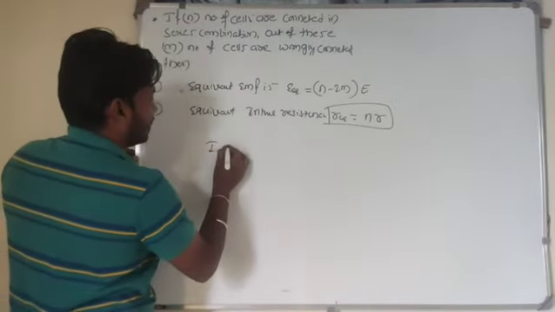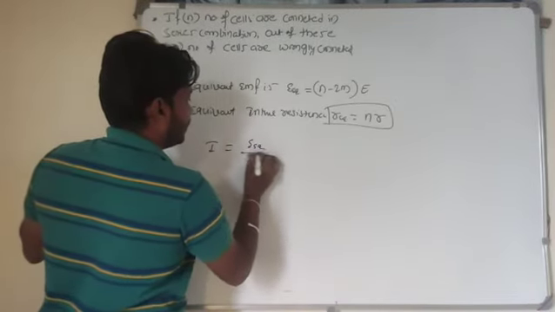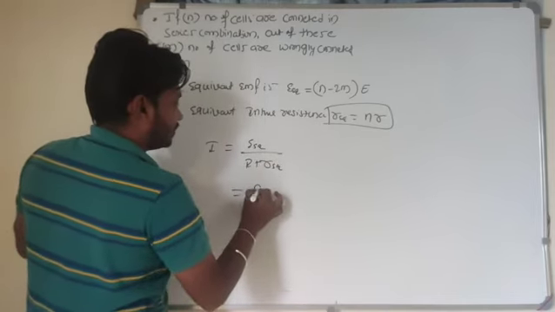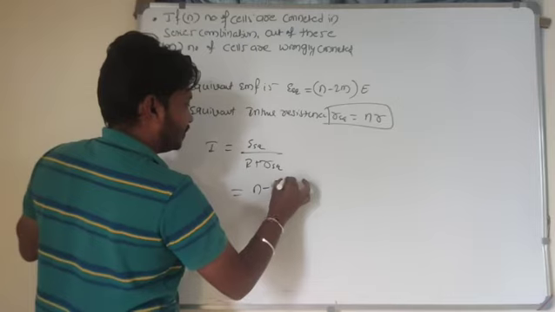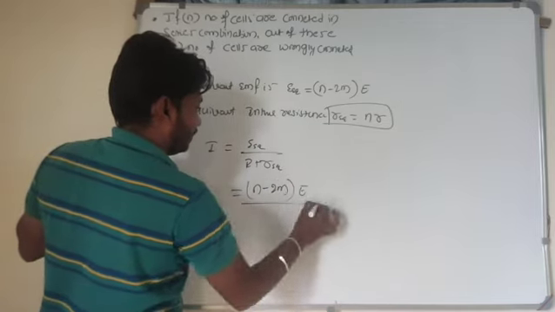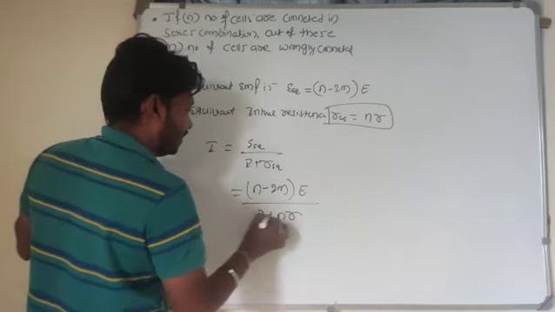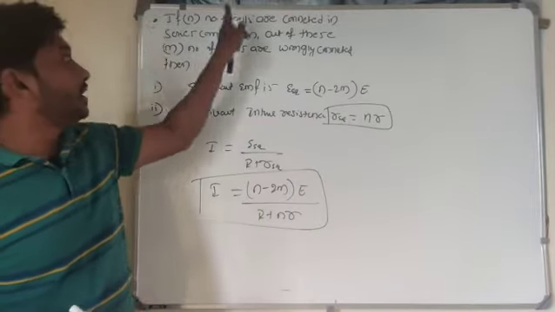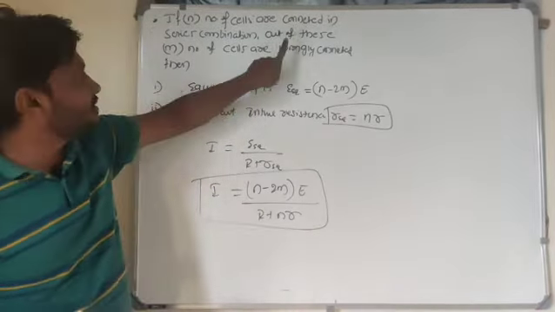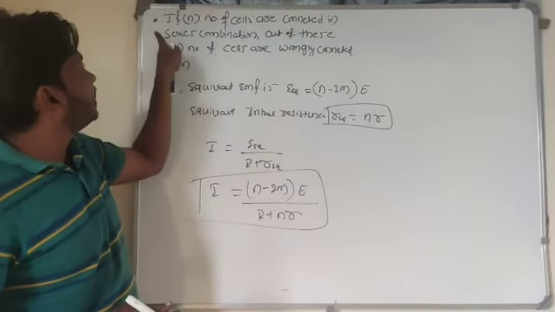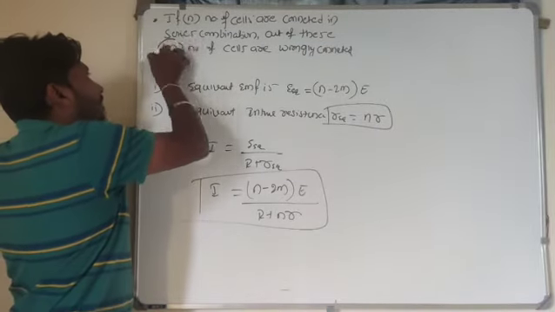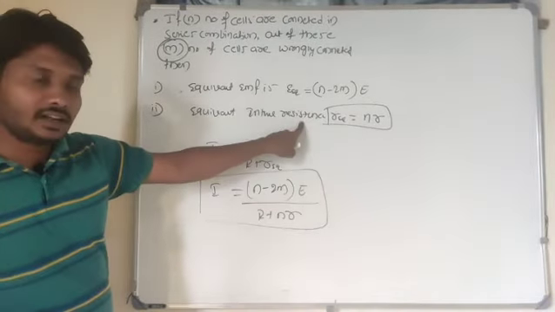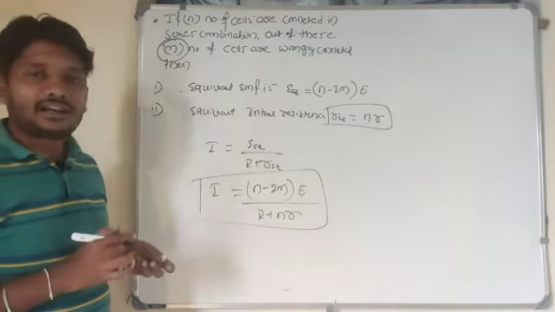So total current I is equal to what? E equivalent divided by R plus R equivalent. E equivalent is nothing but (N minus 2M) into E, divided by R plus N into R. So this is the total current in the circuit if n number of cells are connected in series combination and, out of those n cells, m cells are wrongly connected. This is the equivalent EMF, internal resistance, and the total current in the circuit.